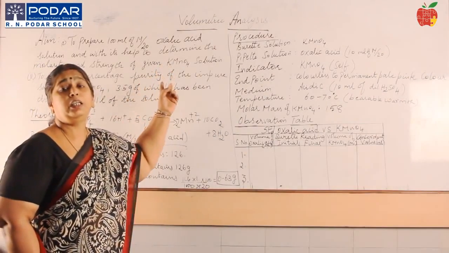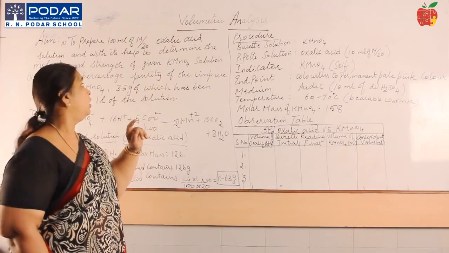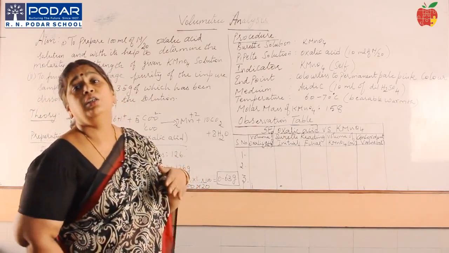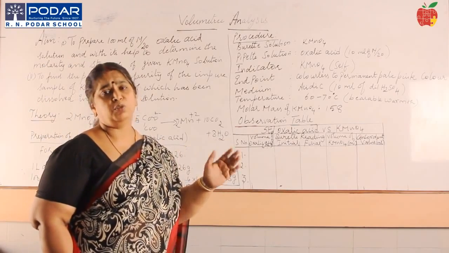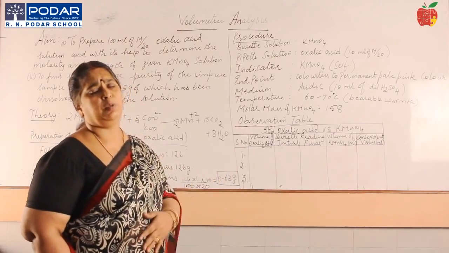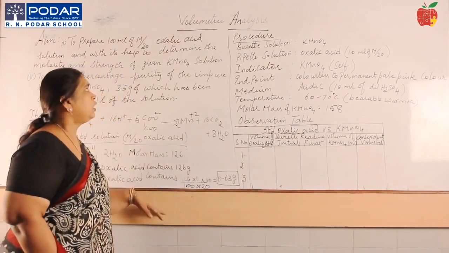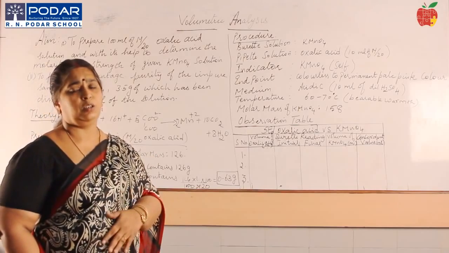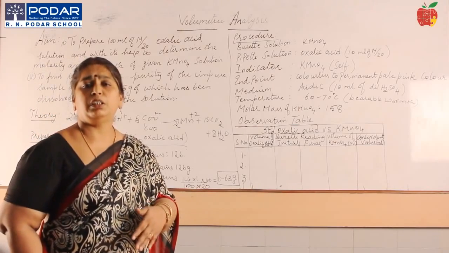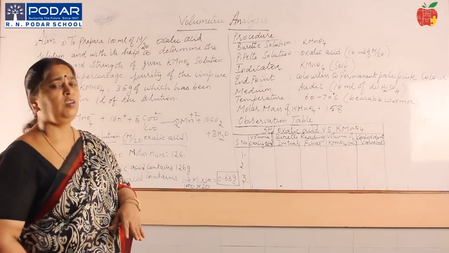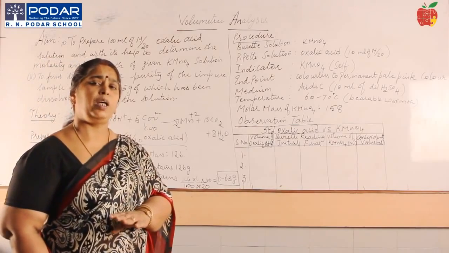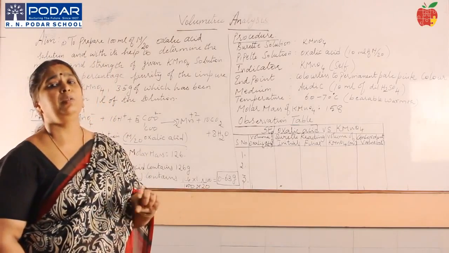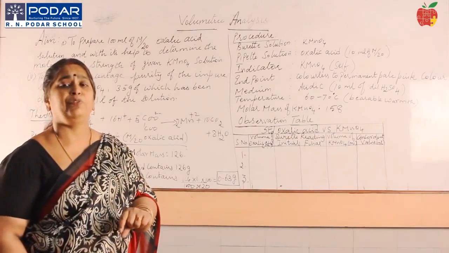We will be seeing the second experiment in volumetric analysis, that is oxalic acid versus KMnO4. You saw Mohr's salt with KMnO4, now we will be seeing oxalic acid versus KMnO4. Here you are supposed to prepare 1 by 20 molar oxalic acid solution and titrate it versus KMnO4. Here also you have to find the strength and molarity, but we have an extra question over here. You also have to find the percentage purity of the KMnO4 sample.